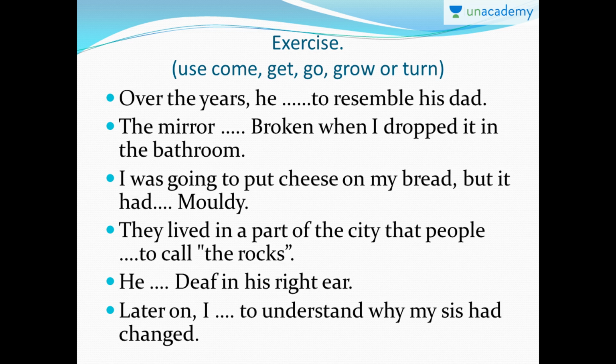Next one, the mirror dash broken when I dropped it in the bathroom. The mirror got broken. Get is the verb. Here, in order to accord it with the tense, you will write it in the past tense. Got broken. Okay, next one, I was going to put cheese on my bread, but it had dash moldy. It had gone moldy. Here the verb is go.